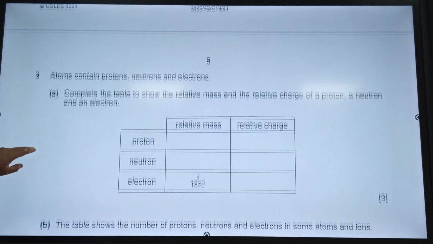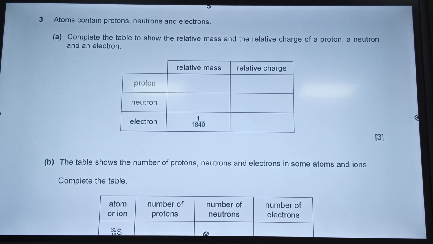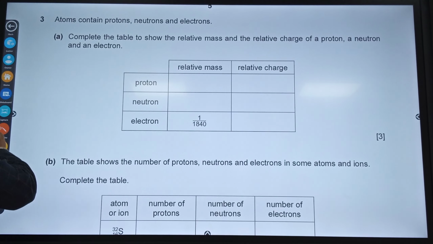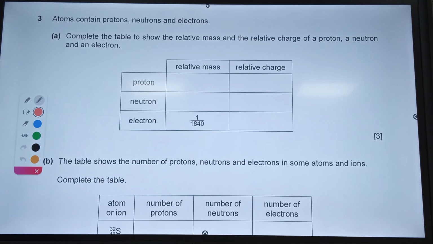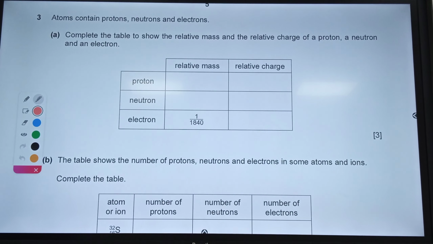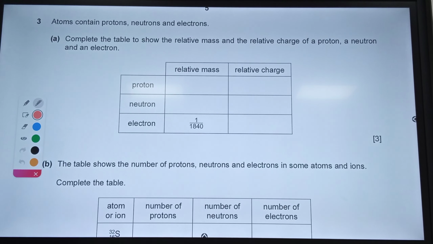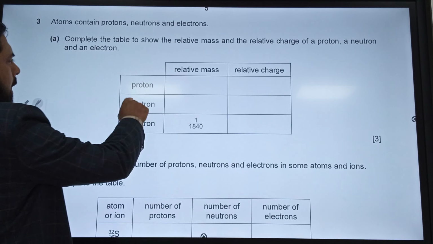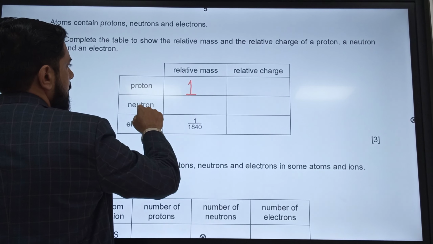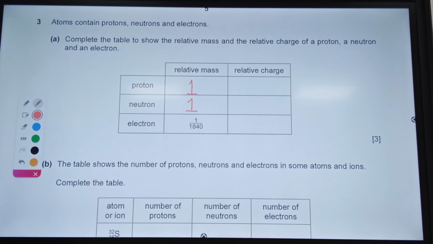Yes. So we are going to solve another question, question number 3. It looks like a simple question from atomic structure. And here it says atoms contain protons, neutrons, and electrons. Complete the table to show the relative mass and relative charge of a proton, a neutron, and an electron. We know that the relative mass of a proton is 1, of a neutron is also 1, but the electron is 1 over 1840, which is already given.